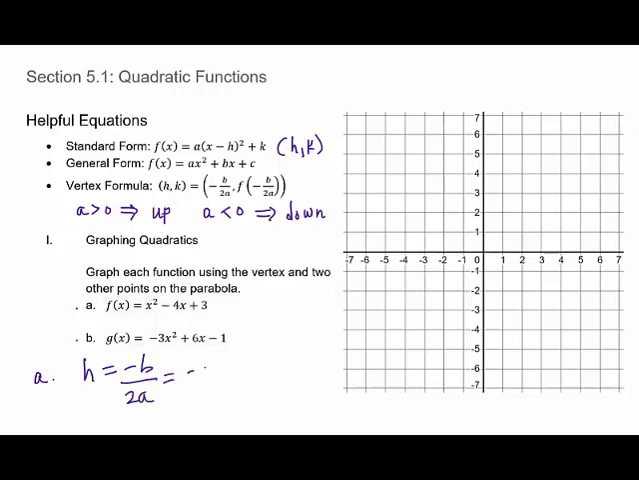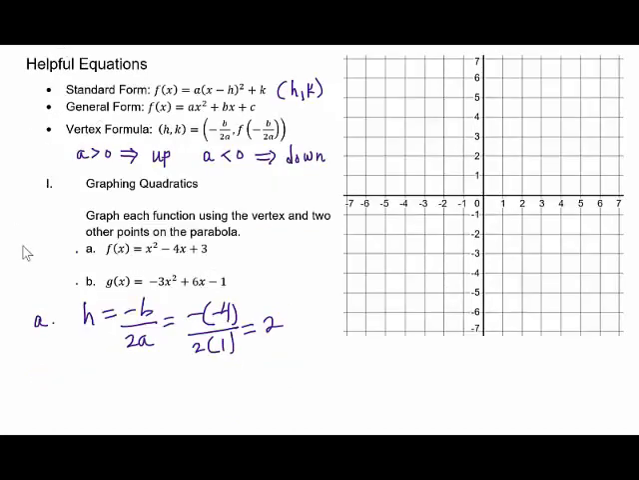And notice that b is negative 4 and a is 1. So altogether we get 4 over 2, which is just 2. But we also need to determine k, the y value of the vertex, so we're going to plug 2 into this function. Really we're just finding f of 2, and that's 2 squared minus 4 times 2 plus 3, or 4 minus 8 plus 3, or negative 4 plus 3, or negative 1. And the vertex of this quadratic is at 2, negative 1.